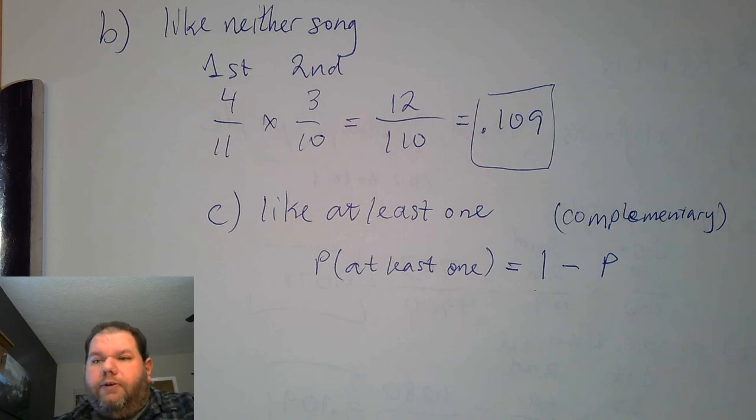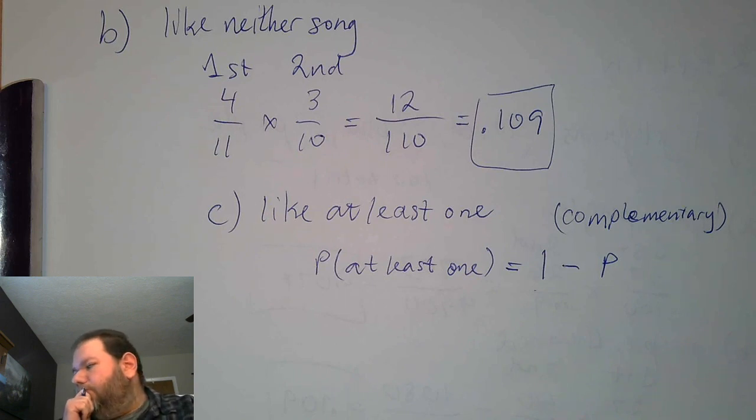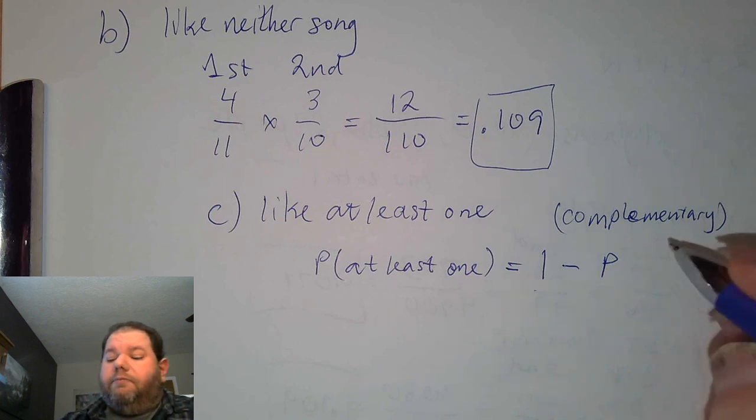Either we like at least one song or blank. Well, we're going to play two songs. Okay? So either we like at least one of them, and when we say at least one, it could be either the first one or the second one or both. But the other possibility is that we dislike both of the songs. Okay?